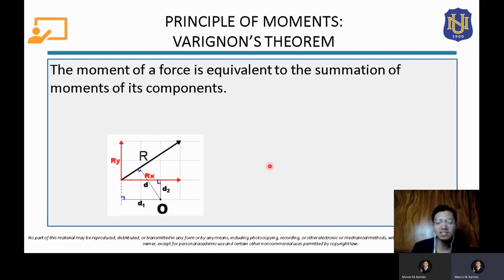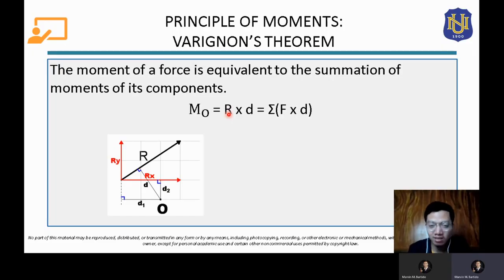components. So let's say we have here force R, and we have here a point O. If you want to measure the moment of this force R about point O, it will just be R times its perpendicular distance. The perpendicular distance of this force R up to this point O will be this distance. So this is the perpendicular distance D. That will be the moment at point O, R times D.